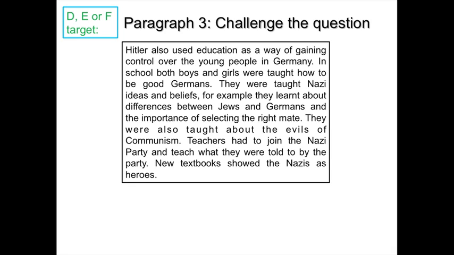This answer says, Hitler also used education as a way of gaining control over the young people in Germany. In school, both boys and girls were taught how to be good Germans. They were taught Nazi ideas and beliefs. For example, they learnt about differences between Jews and Germans and the importance of selecting the right mate. They were also taught about the evils of communism. Teachers had to join the Nazi Party and teach what they were told to by the party. New textbooks showed the Nazis as heroes.